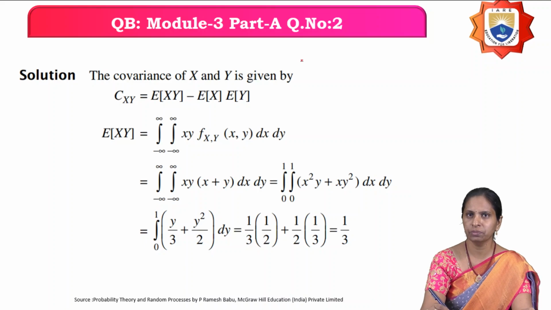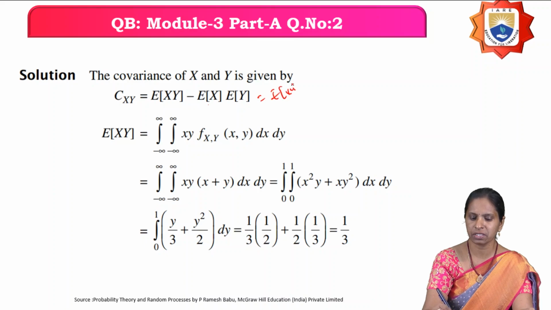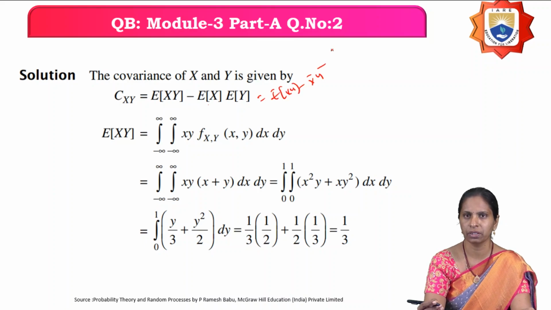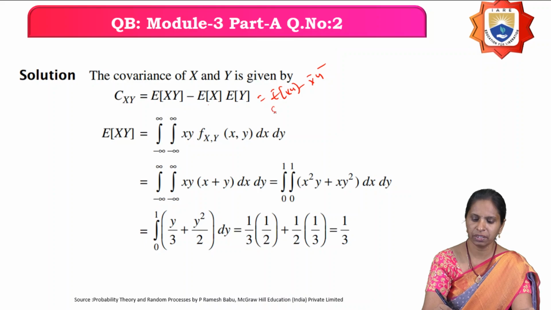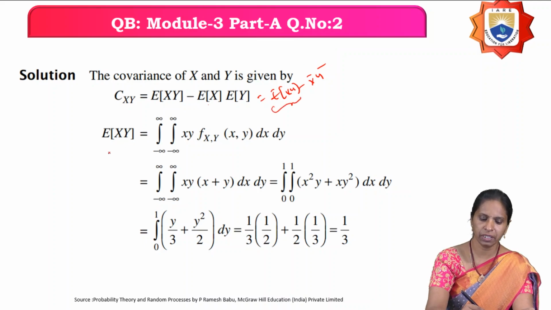Now we will solve the problem. What is the covariance of the two random variables x and y? Cxy is equal to expectation of xy minus u of x into u of y, that is, expectation of xy minus x bar into y bar. So first we'll calculate the expectation of xy. What is the expectation of xy? How many random variables are here?